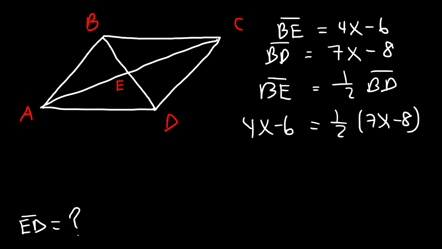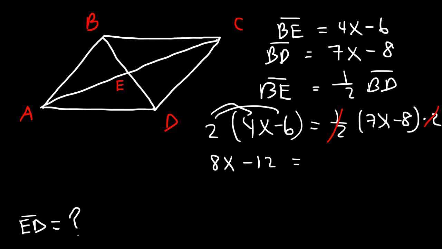What I'm going to do is I'm going to multiply both sides by 2, because if I distribute the 1/2, I'm going to have 7 over 2, and I don't want any fractions. So let's multiply this side by 2 and the left side by 2. So 1/2 times 2 is 1. Now on the left side, I need to distribute the 2 to 4x minus 6. So 2 times 4x is 8x, and 2 times negative 6 is negative 12. On the right side, because I canceled the fraction, I no longer need a parenthesis, so I can simply write 7x minus 8.